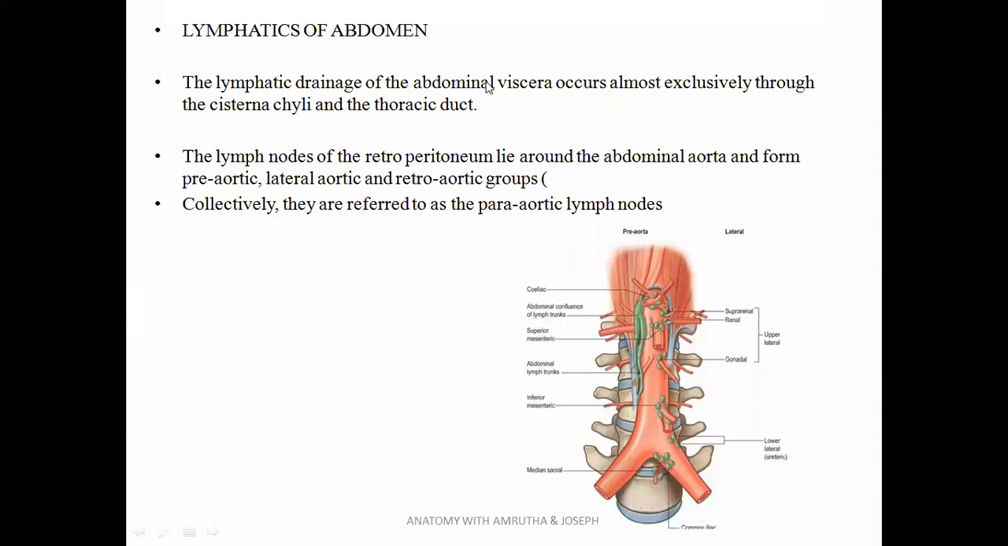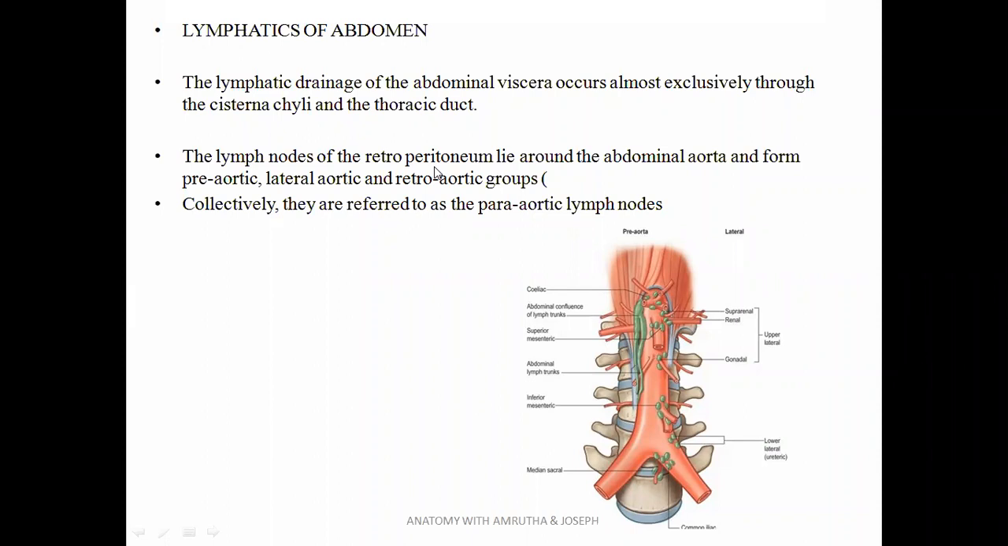The lymphatic drainage of the abdominal viscera occurs almost exclusively through the cisterna chyli and thoracic duct. So most of the lymphatics from the abdomen drain directly into the thoracic duct. This is the thoracic duct beginning, and this is the cisterna chyli. Cisterna chyli continues as the thoracic duct. Cisterna chyli is a lymphatic sac.